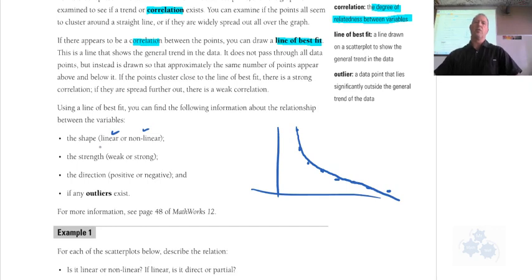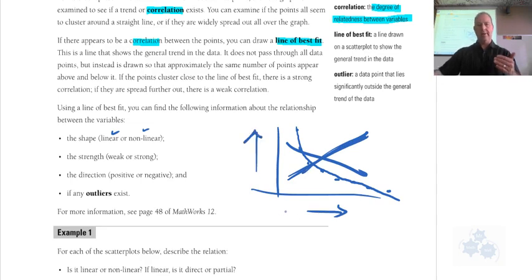The strength of the correlation, right? Are the points close to the line or far from the line? The direction: is it going down or is it going up? A positive correlation means that it goes up. As one variable or quantity goes up, the other one goes up.